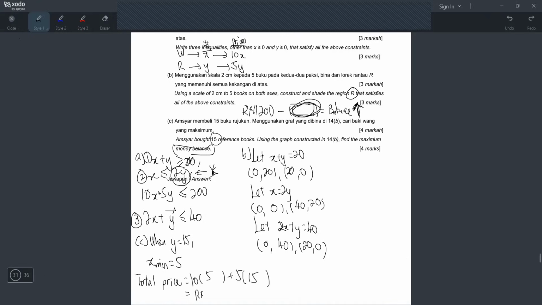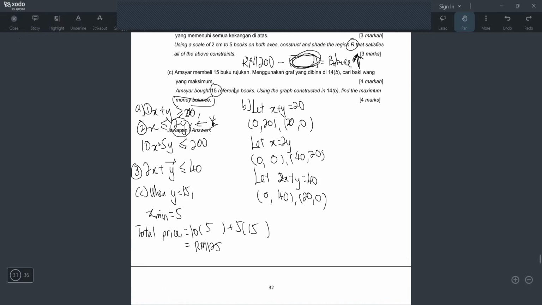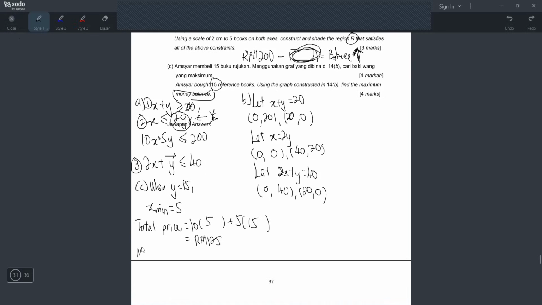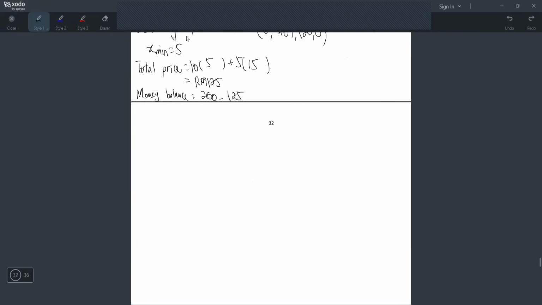This is not the answer. This is the total price that she has to pay at the counter. Because she has 200 ringgit, what is the maximum money balance? So the money balance is equal to RM 200 minus 125 because she has 200 ringgit. So you will get 75 here. All right. So the answer is RM 75.